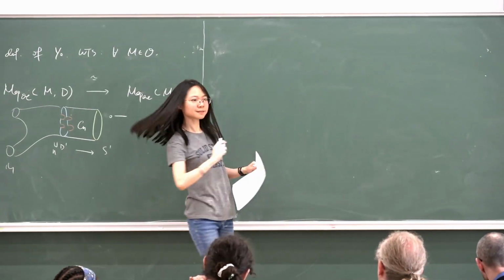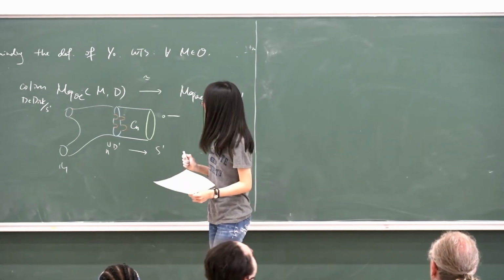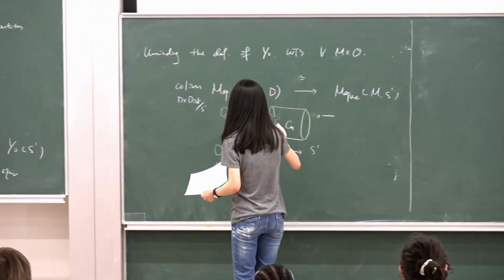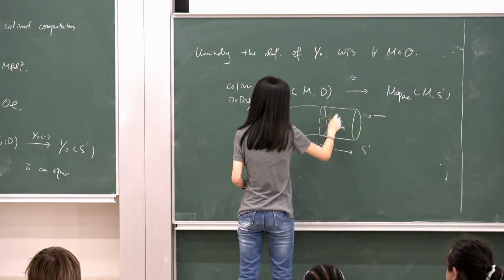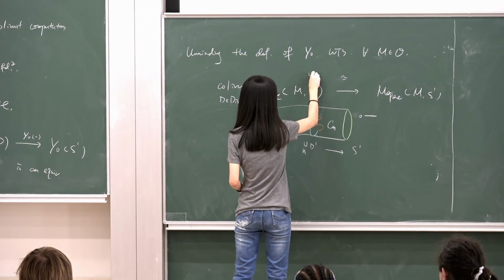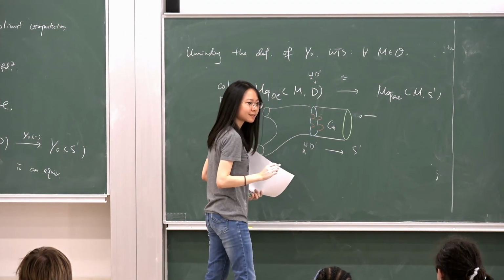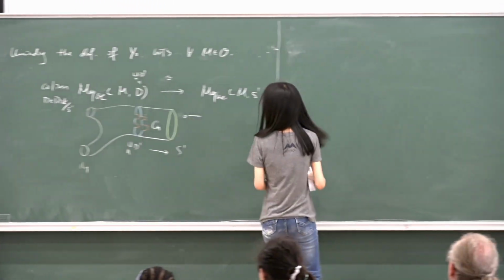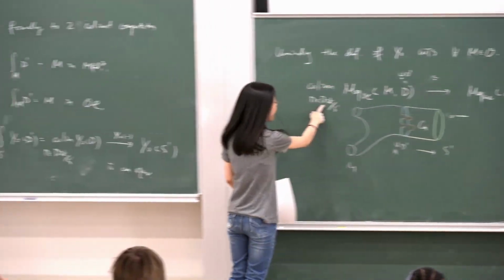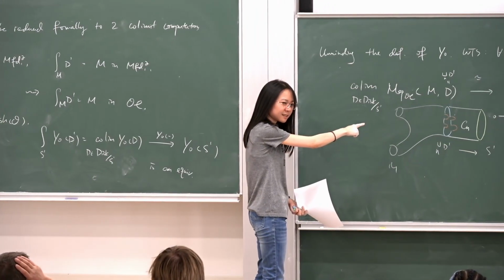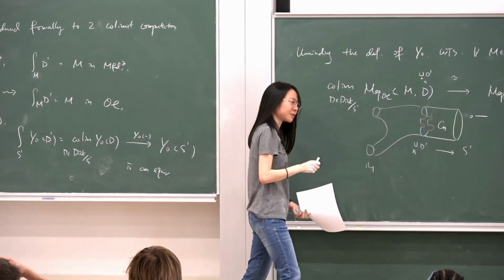Were your disks somehow enumerated? It seems like the numbering of the disks is important. Yes. Each comes with an order. And in particular, because these are disks with a map to S1, this gives you, in fact, a cyclic order.